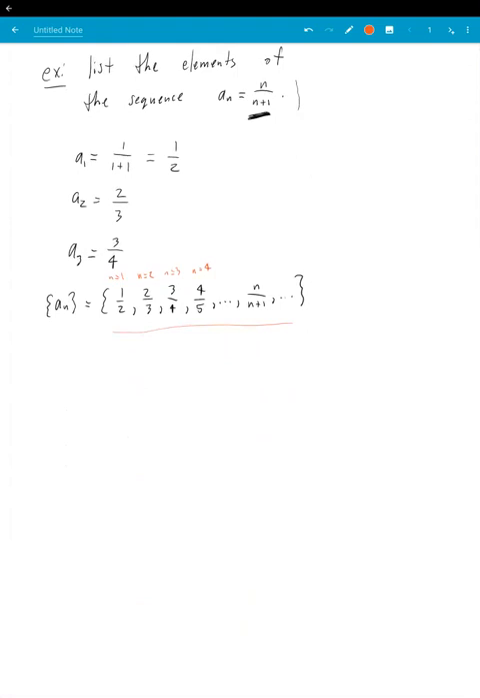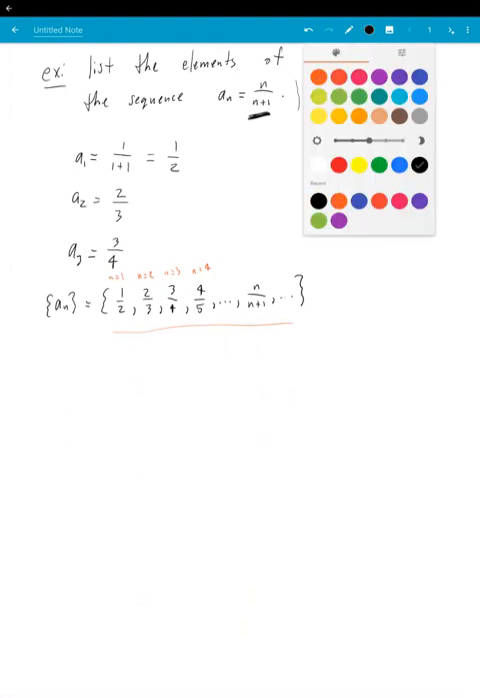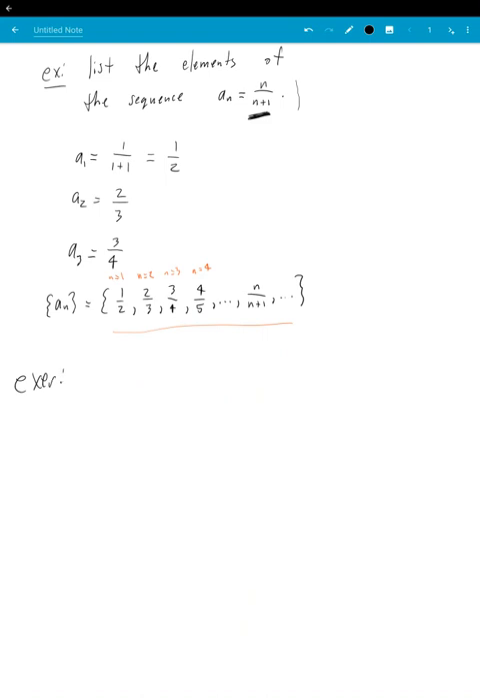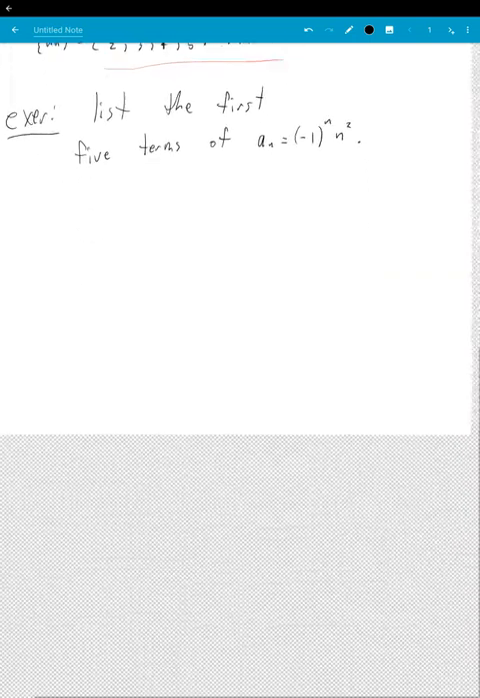Okay, so why don't you pause your video after I write this exercise. List the first 5 terms of a_n is equal to (-1)^n times n squared. Okay, pause your video now, give that a try, and you can unpause it whenever you're done.